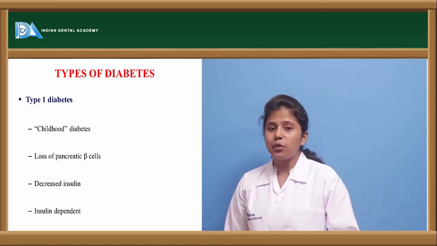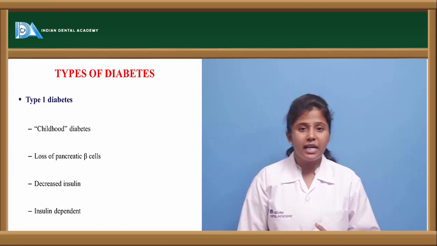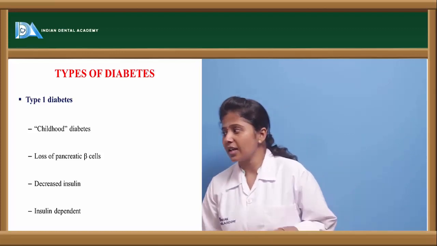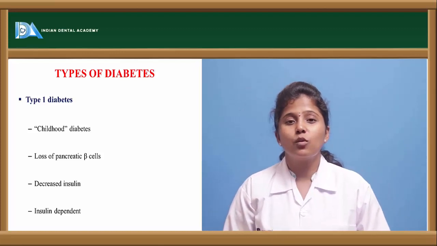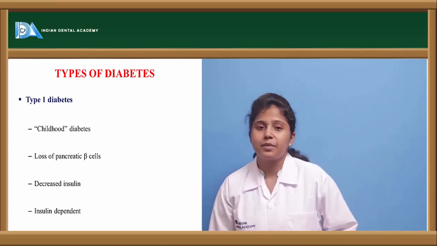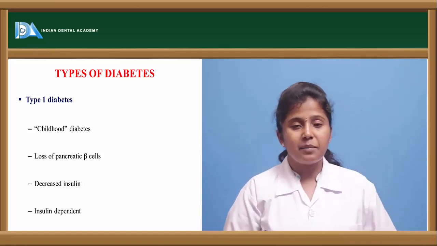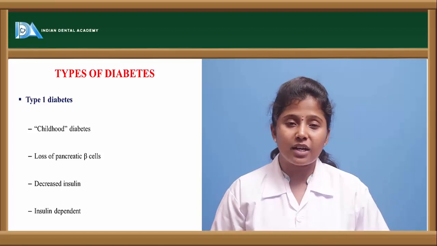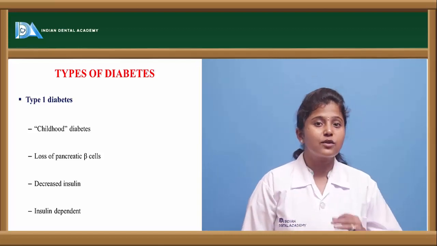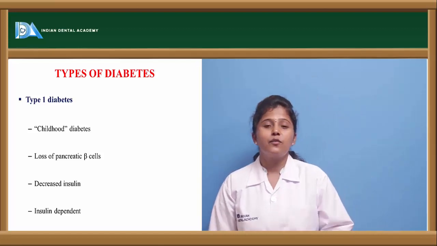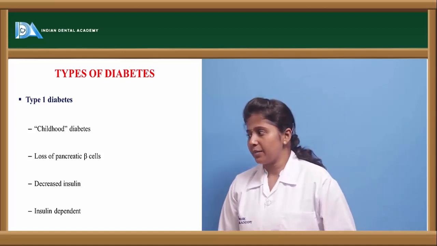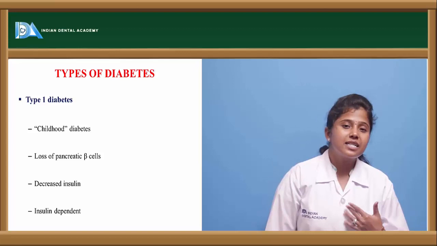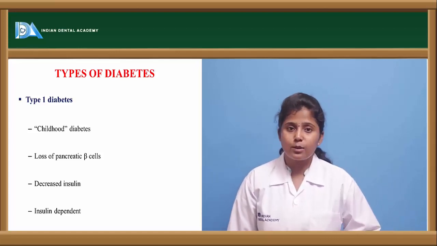So type 1 diabetes is a juvenile diabetic condition. This occurs in children or infants, and it is characterized by the loss of pancreatic beta cells. So if there is any destruction to the beta cells of the pancreas of islet Langerhans, from where the insulin is secreted, then it leads to type 1 diabetes, and thereby there occurs decreased insulin, and this is the insulin dependent type.